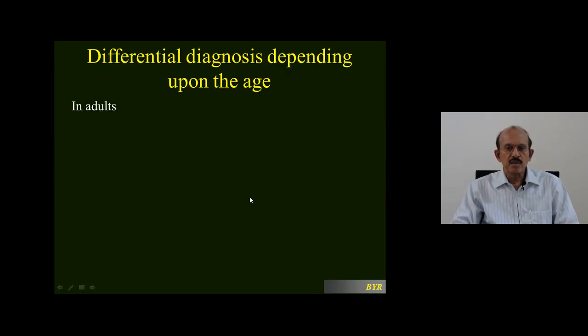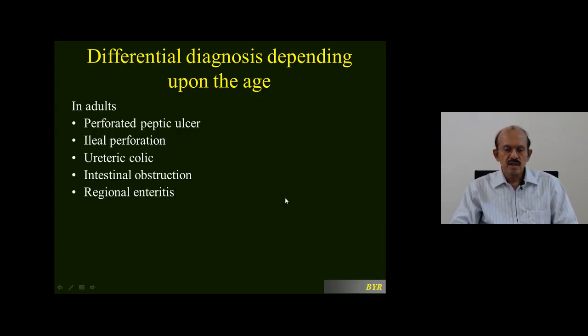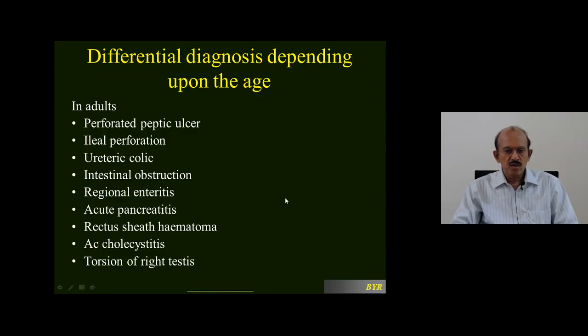Then differential diagnosis depending upon the age of the patient. If it is an adult, then what is the differential diagnosis we should consider? Perforated peptic ulcer, acute cholecystitis, ileal perforation, ureteric colic, intestinal obstruction, regional enteritis, acute pancreatitis, rectus sheath hematoma, torsion of the right testis. The differentiating points we have already learned in the previous class. Can you tell me one of the common causes of ileal perforation in our country?